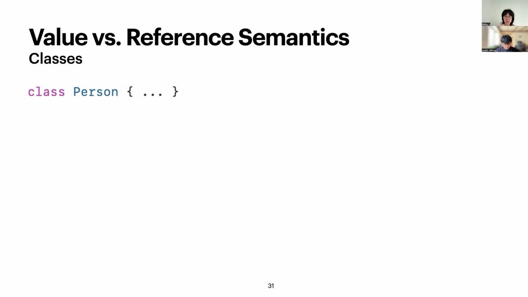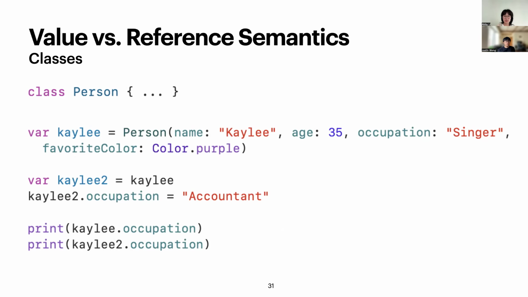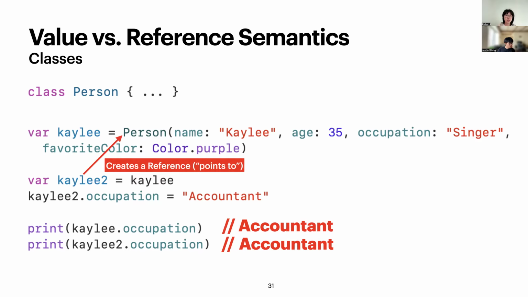And here is another class example. Classes work differently because they have reference semantics. When you assign a class instance to another variable, you are not making a new independent object. You are creating another reference to the same underlying object. So mutating through one name affects what the other name sees too.